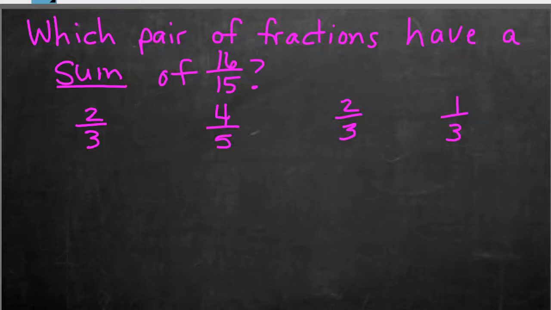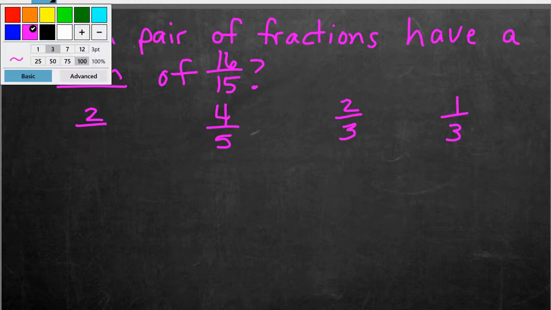All right, so I wanted to give you an example of how to find which pair of fractions have the sum of 16 out of 15. So we're going to do this just like we've been doing. We're going to set up a table and find the common denominators for 5 and 3.